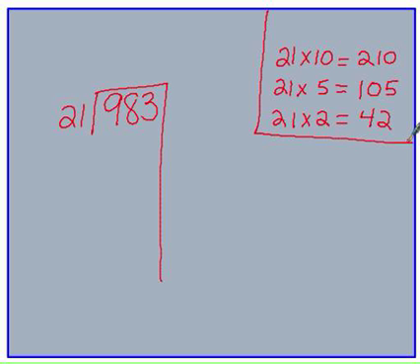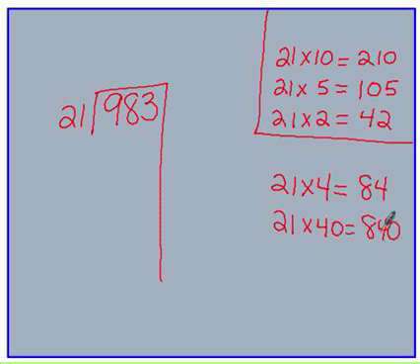Well, what if I do another doubles? What if I do 21 times 4? I'm going to use what I know about 21 times 2. I doubled my factor, so I'm going to double my product, 84. 21 times 4 equals 84, so 21 times 40 equals 840. That's pretty close to 983. Let's take 40 groups of 21 away from 983. Need to put that here and do my subtraction.